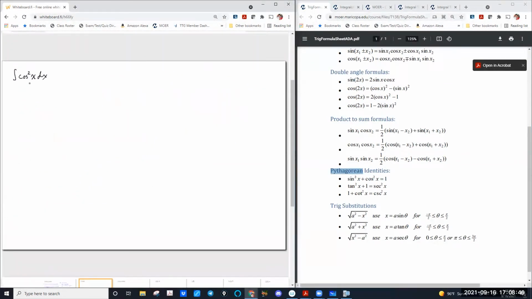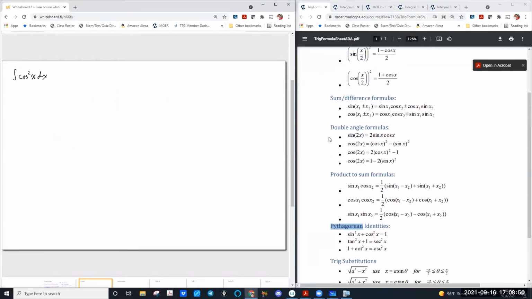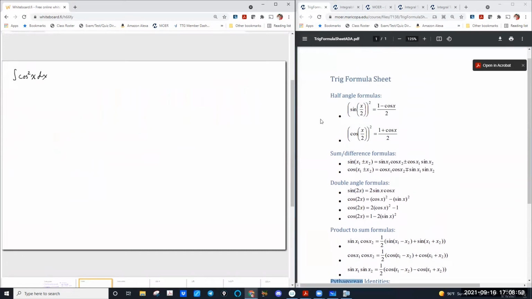Next example up, cosine squared of x. What we're going to do with this one, we would do very similar if it was sine squared of x. It's a very similar idea. We go to our trig formula sheet. Again, just a reminder, do not think you have to memorize these trig identities. You will have all of these with you.